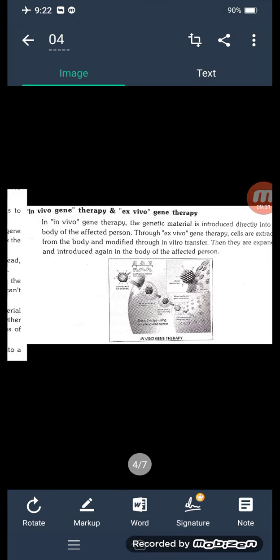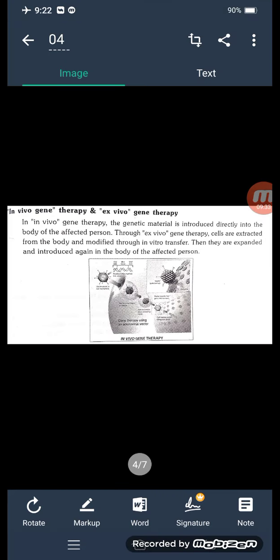Next, there are two methods for introducing the new genes: in vivo gene therapy and ex vivo gene therapy. Simply, in vivo means inside the body and ex vivo means outside the body. What is in vivo gene therapy? Genetic material is introduced directly into the body of the affected person, the person who is affected with the disease. Simply, the genes are introduced directly into the body; this is one method.